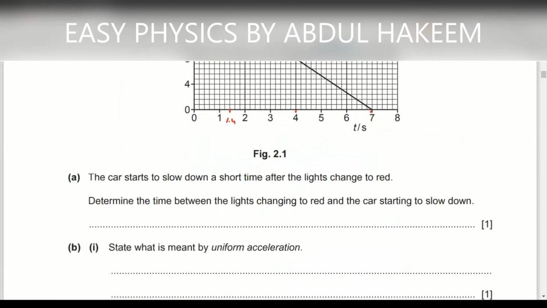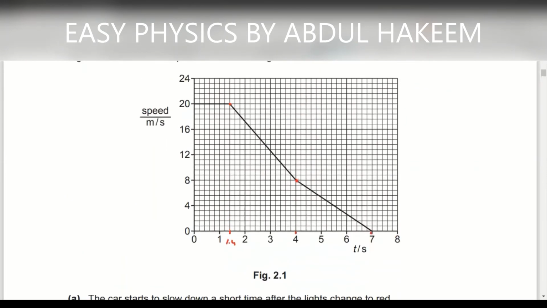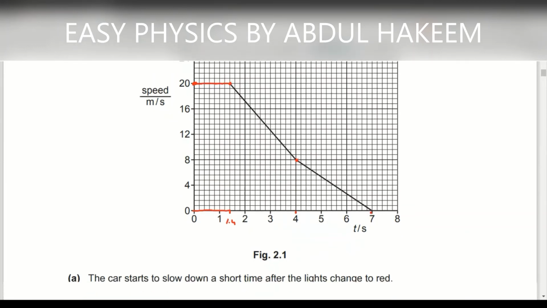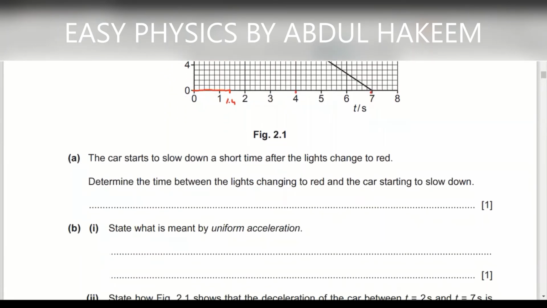Now, the question is: the car starts to slow down a short time after the light changes to red. Determine the time between the lights changing to red and the car starting to slow down. So it goes red at this time and the brakes are applied at this time. So this gap is showing 1.4 seconds. So the answer is 1.4 seconds.